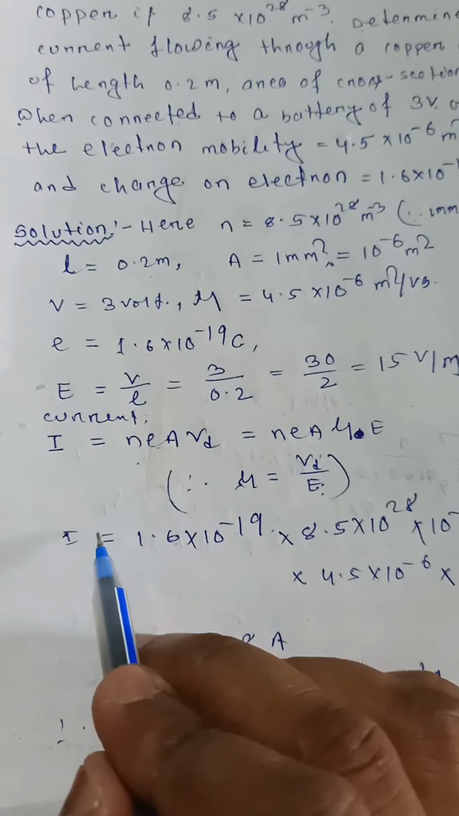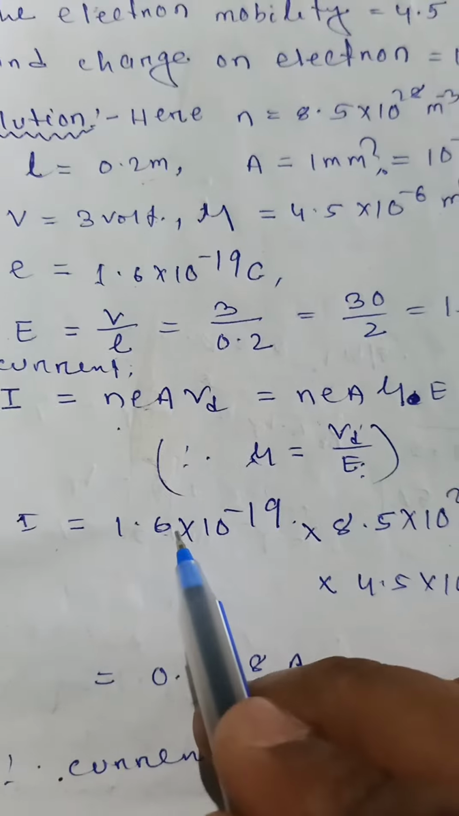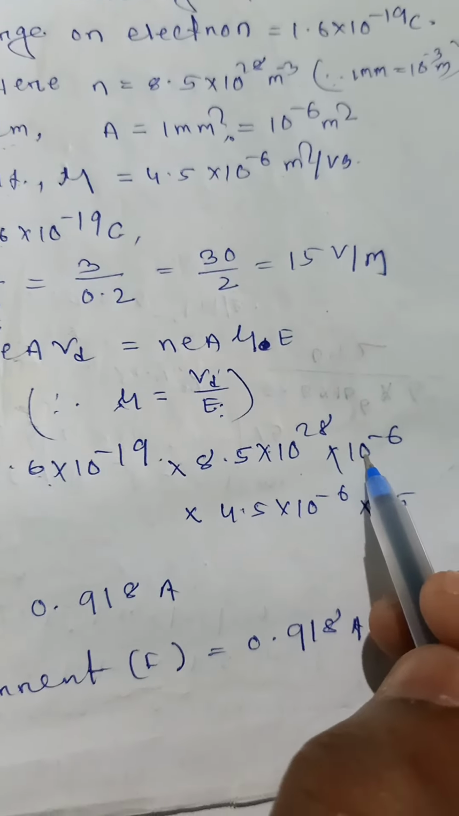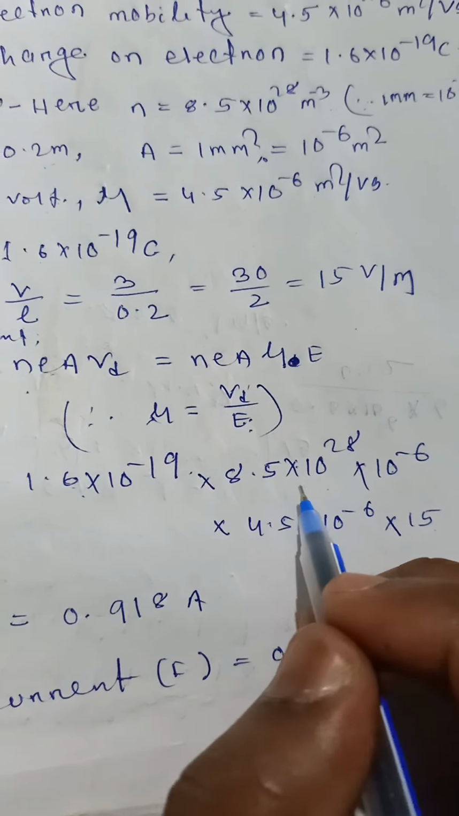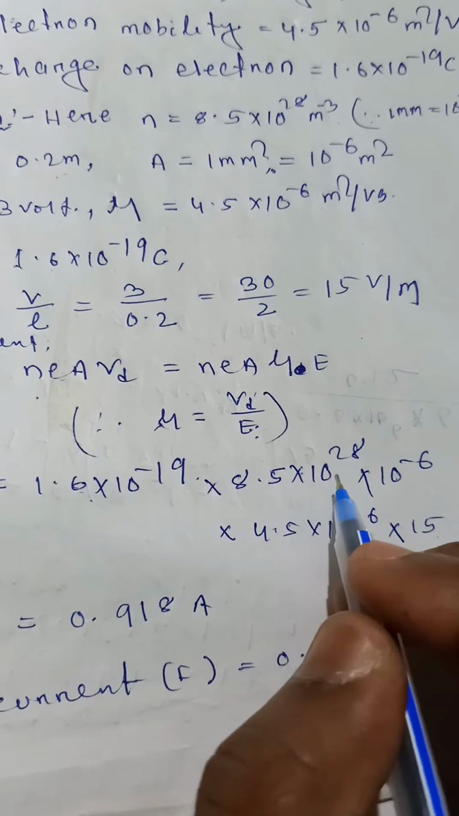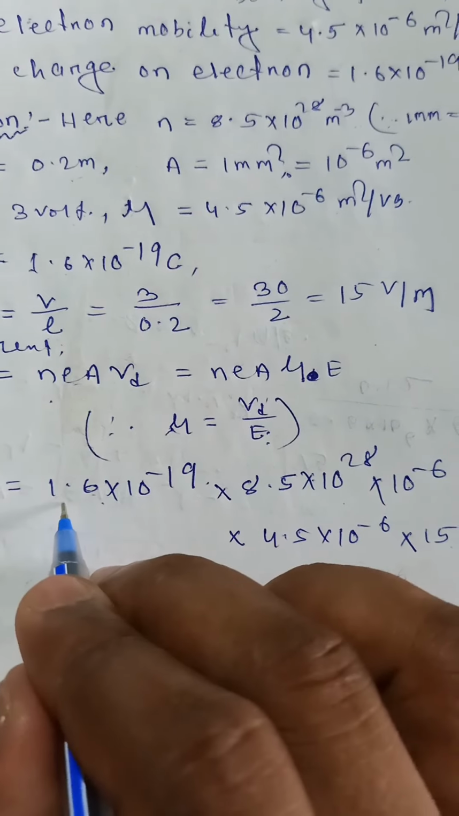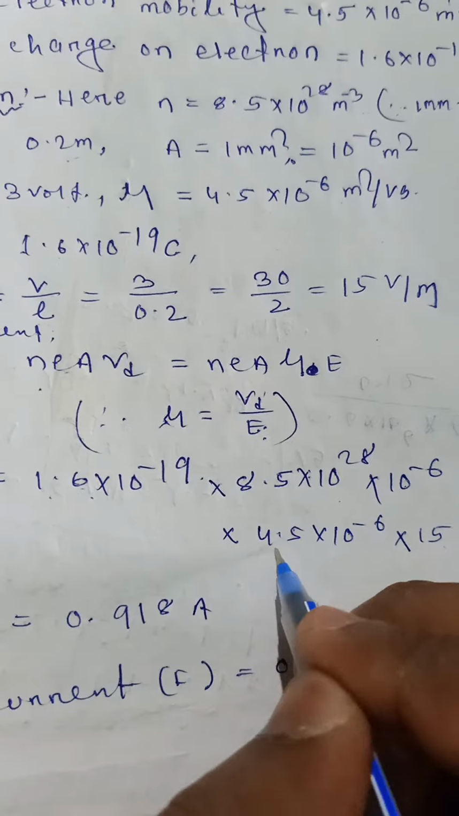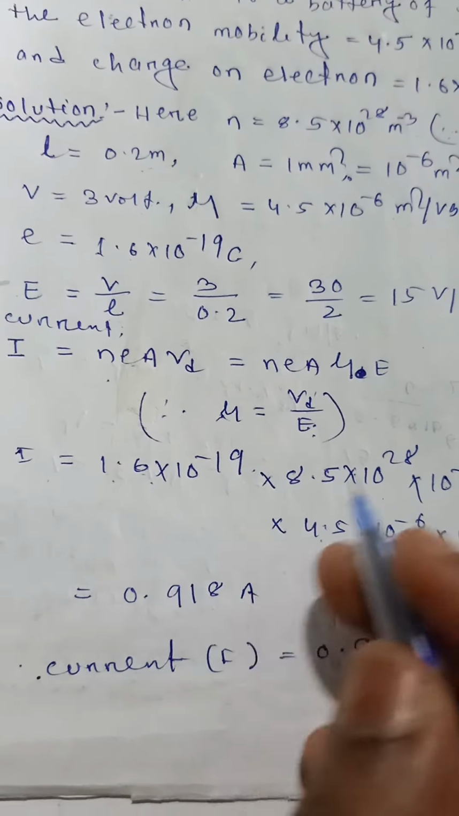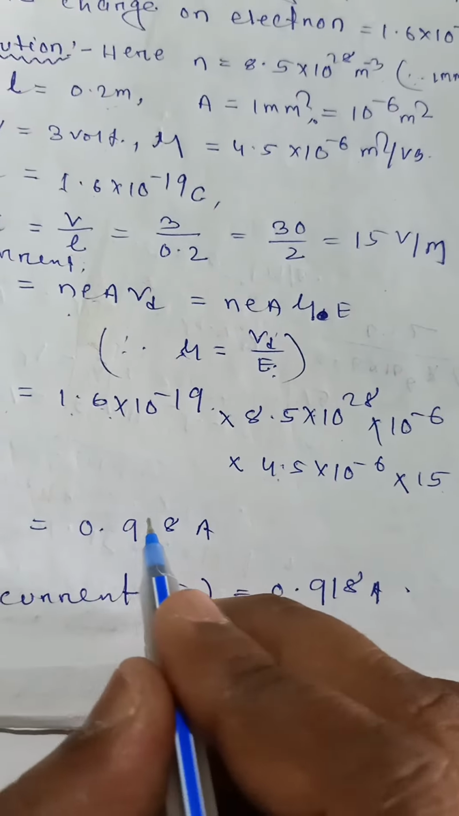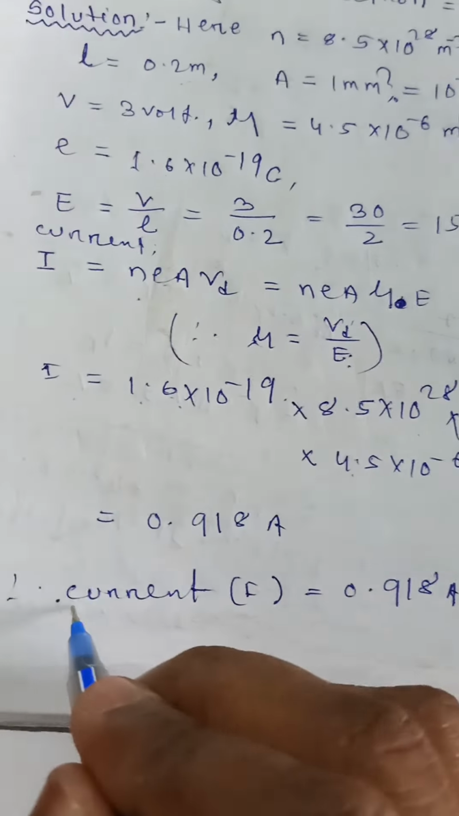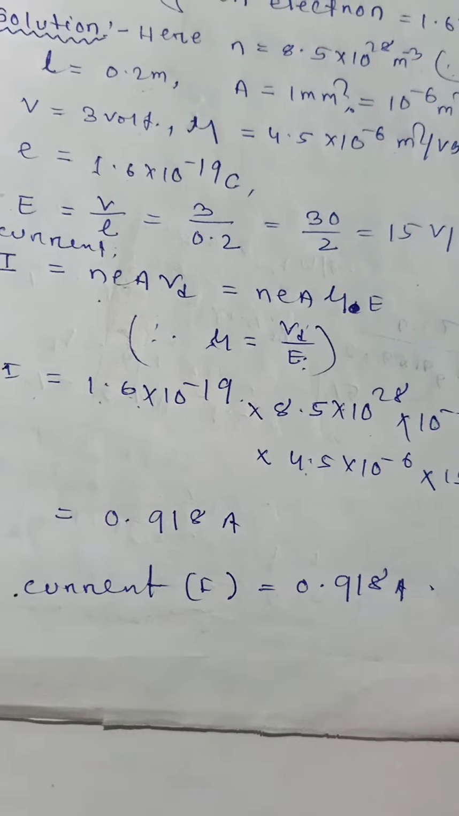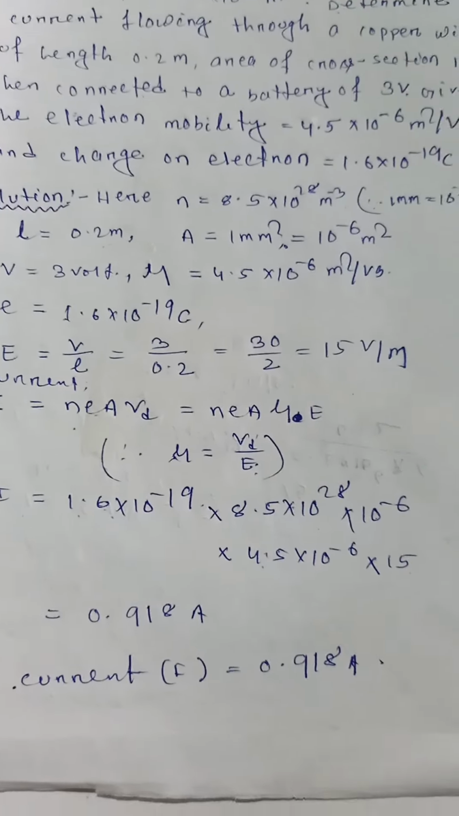Okay, so I is equal to this one, the charge of electron, the number density, area of cross section, mobility, and electric field intensity. So that's why we get 0.918 ampere. So the amount of current is equal to 0.918 ampere. Okay, this much is your answer.